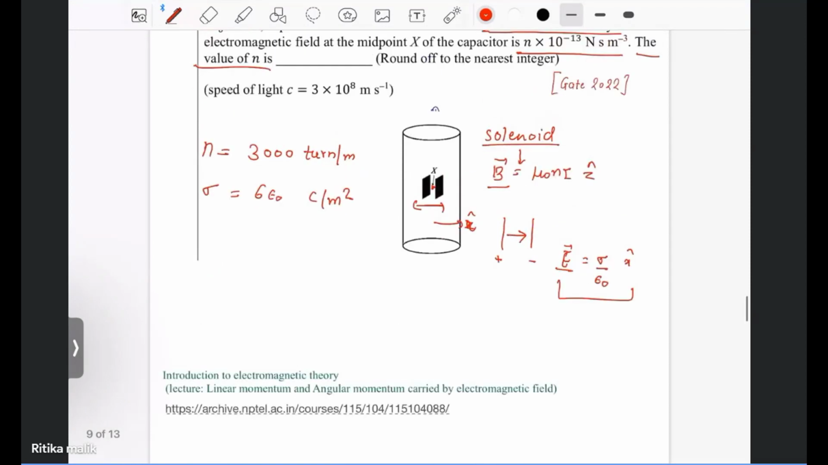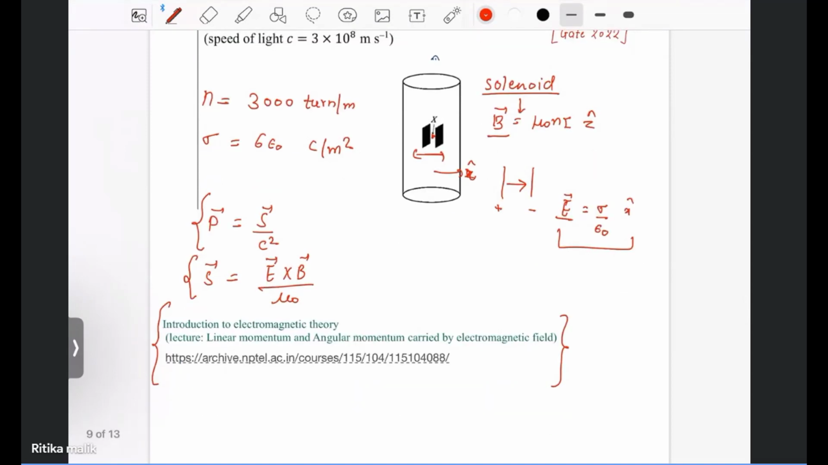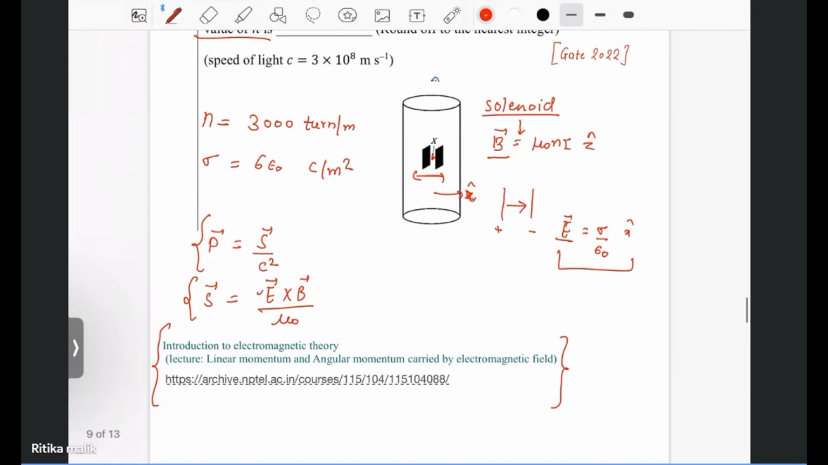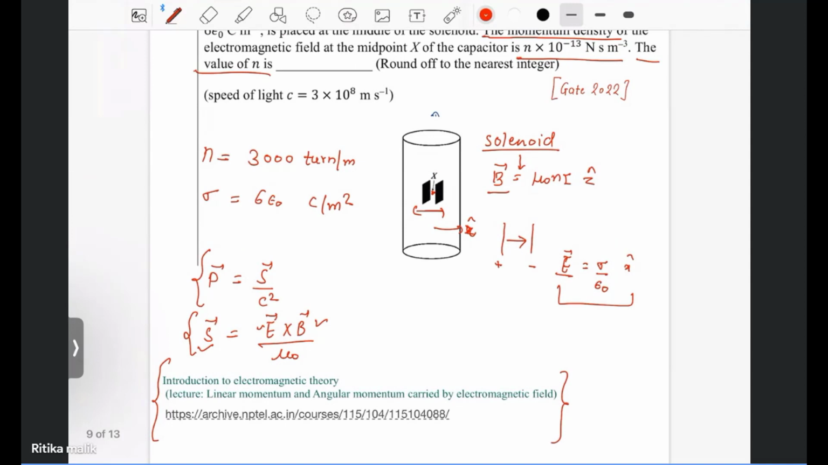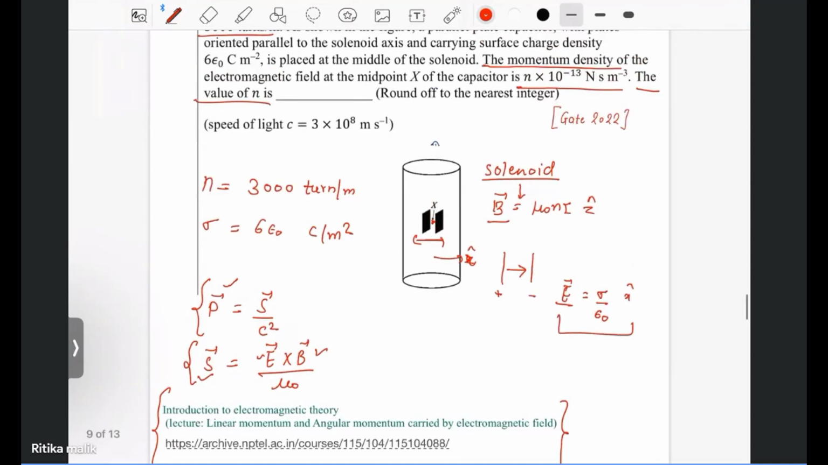The momentum density P is given by S vector by c square, where S vector is the Poynting vector, which is E vector cross B vector by mu naught. If you want to know how this formula of momentum density and Poynting vector arises, you can go through the NPTEL lecture in which this formula is derived. So basically it's a formula based question. We know our electric field and magnetic field, we can calculate S vector. We put this S vector inside P, and this P is the momentum density that we have to calculate.